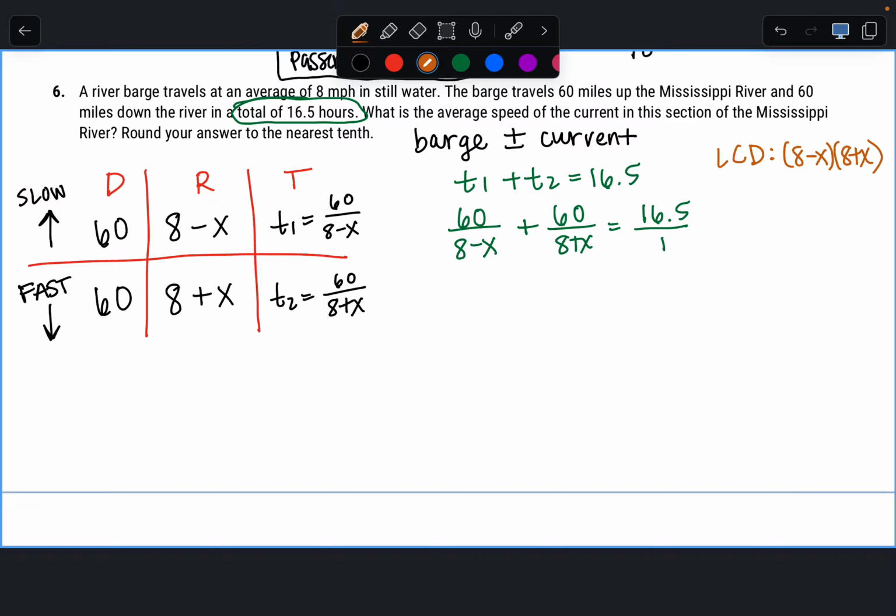So every single fraction that I have has to have the same denominator. So I'm going to do 8 plus x, 8 plus x. I'm going to do 8 minus x, 8 minus x. I'm going to do 8 plus x, 8 minus x, top and bottom.